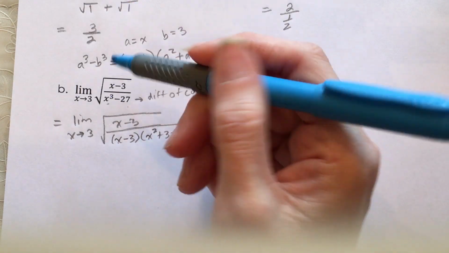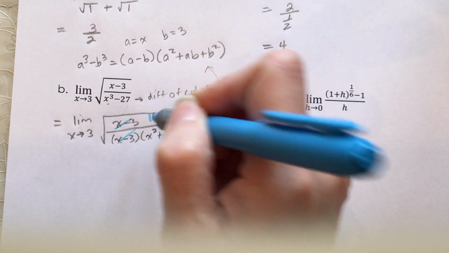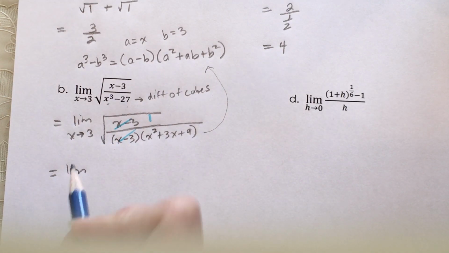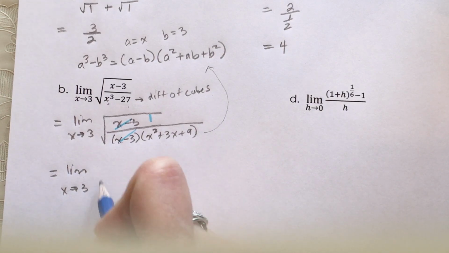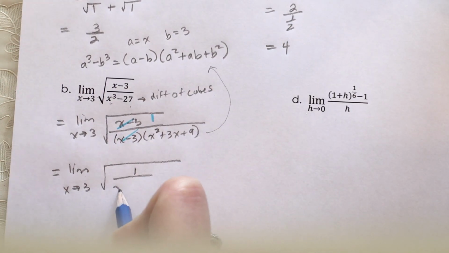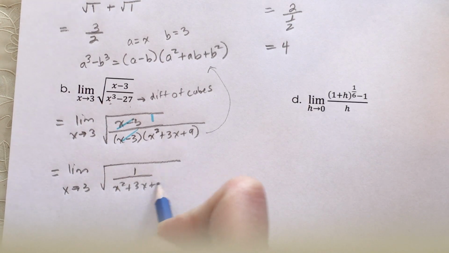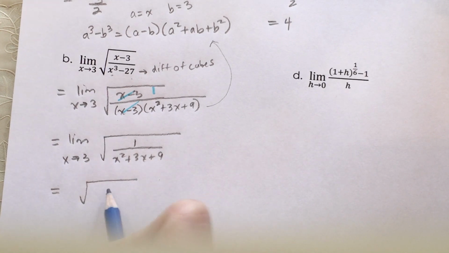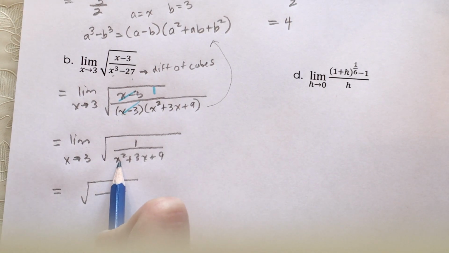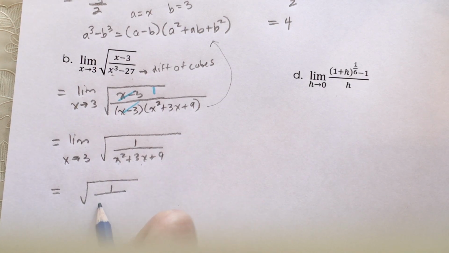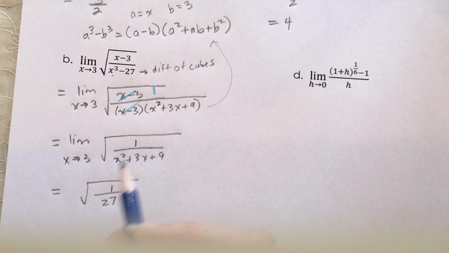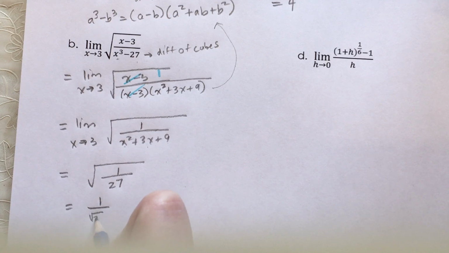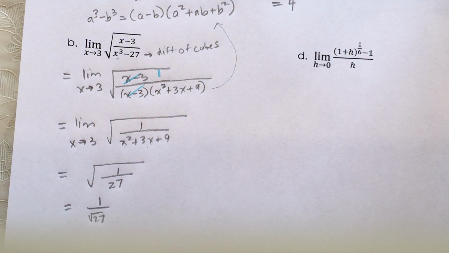Okay, so then we want to divide out. So if we divide out the x minus 3's, you're left with a 1 on top there. So we've got the limit as x approaches 3 of the square root of 1 over x squared plus 3x plus 9. Safe to let x approach 3 now. So it's going to be the square root of 1 over, so 3 squared is 9 plus 9, so 27. And we can take the square root of 1, so we could write it as just 1 over the square root of 27. Would be our answer there.